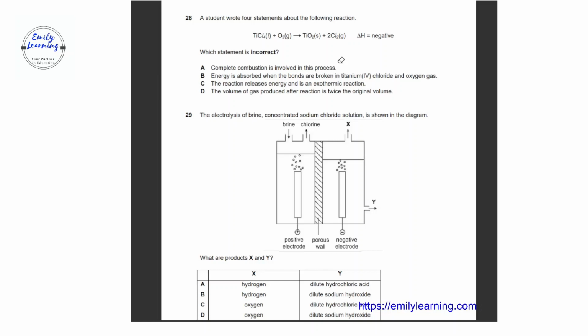Did everything get burnt? Ti forms TiO2. Cl forms, what did it form? It formed an element. Doesn't seem like combustion, right? If you have a hydrocarbon, the carbon will go on to form CO2. The hydrogen will go on to form H2O, which is an oxide of hydrogen. Water is an oxide of hydrogen. That happens during complete combustion, but not this. So A is incorrect. Now let's move on to the second sentence. Energy is absorbed when the bonds are broken in titanium 4 chloride and oxygen gas.